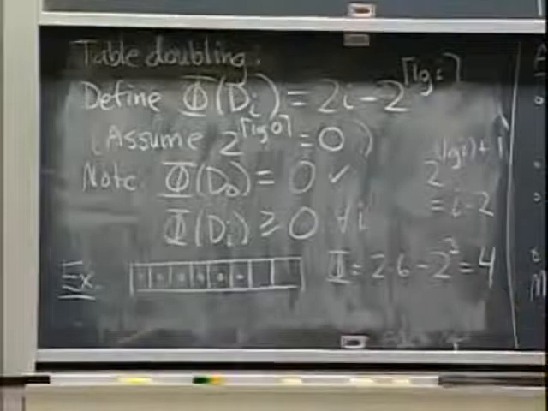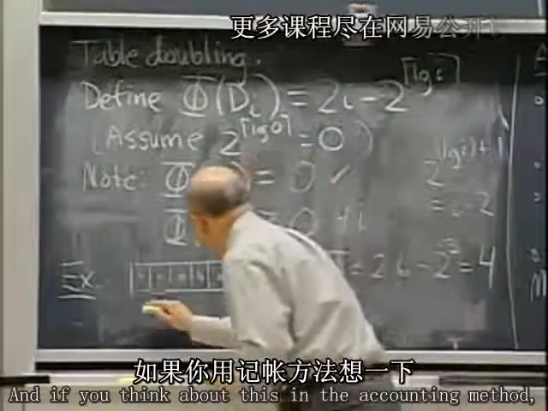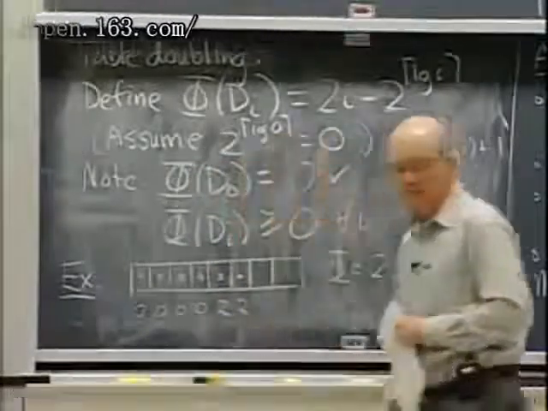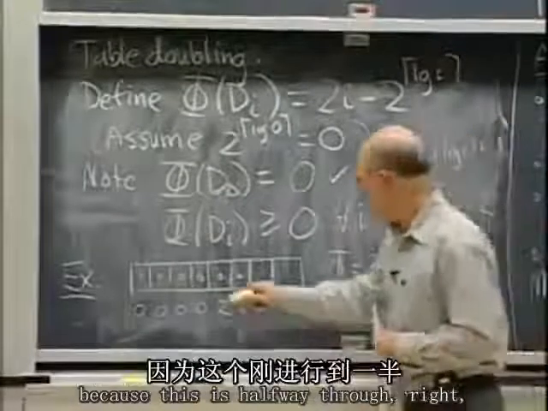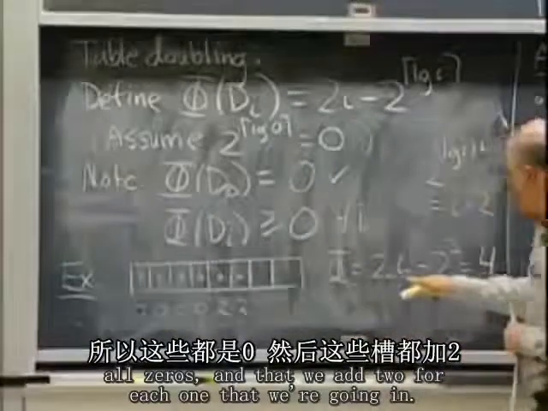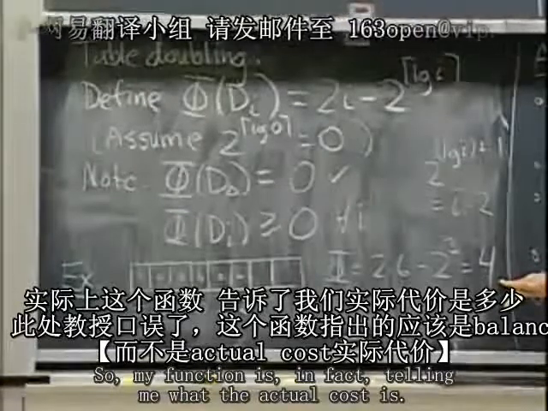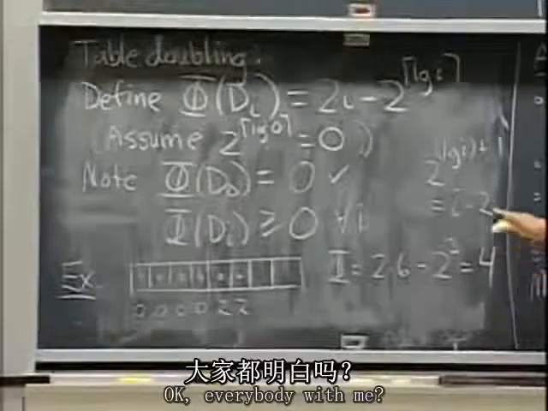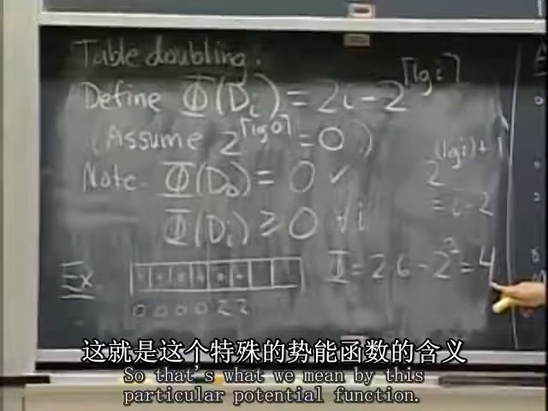Okay? And if you think about this in the accounting method, these would be zeros and these would be 2's, right? For the accounting method. If we did the same thing, because this is halfway through, right? All zeros, and then we add 2 for each one that we're going in. So my function is, in fact, telling me what the actual cost is. Okay? Everybody with me? Okay, so that's what we mean by this particular potential function.